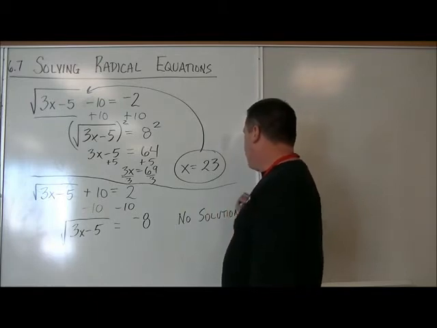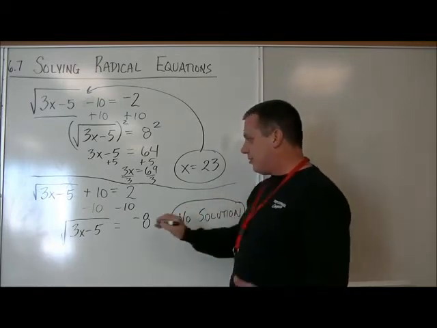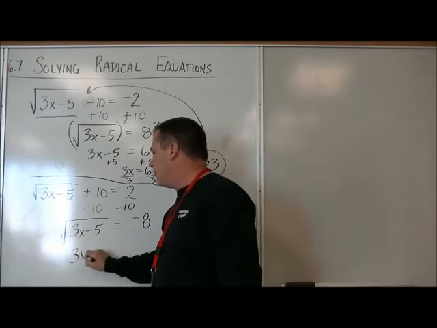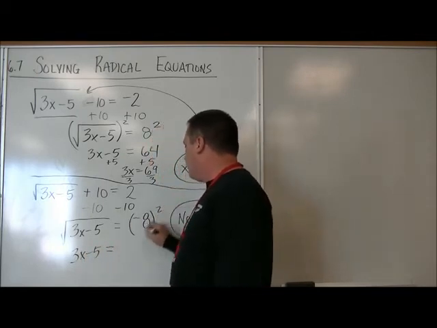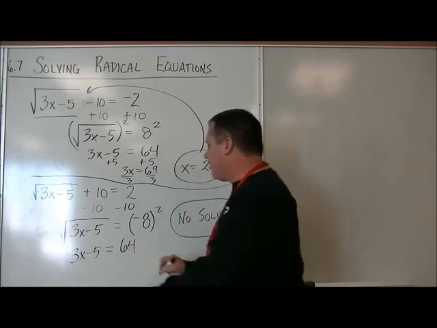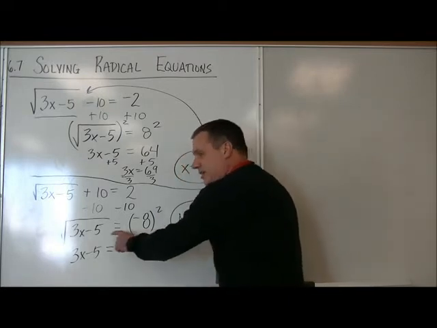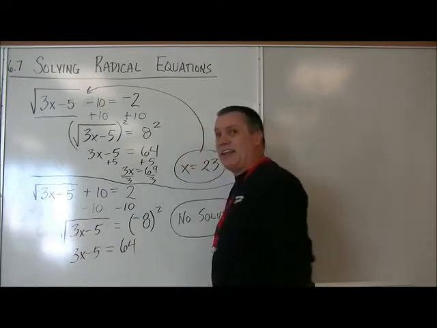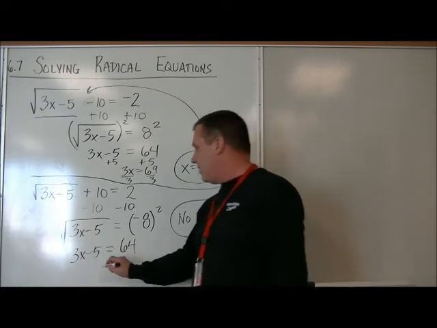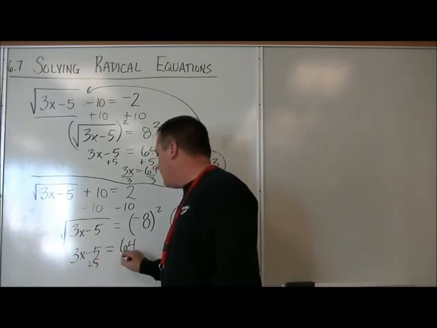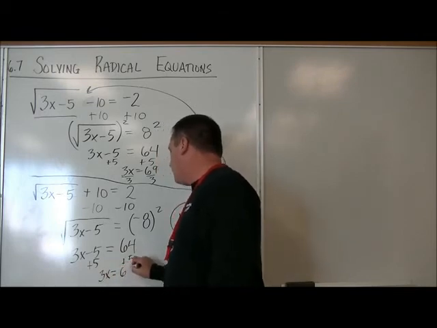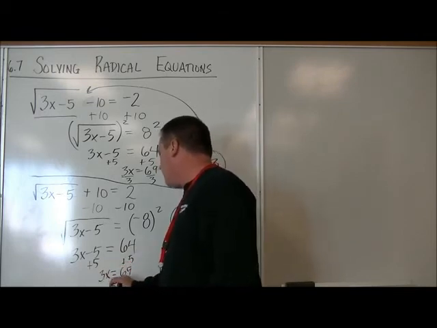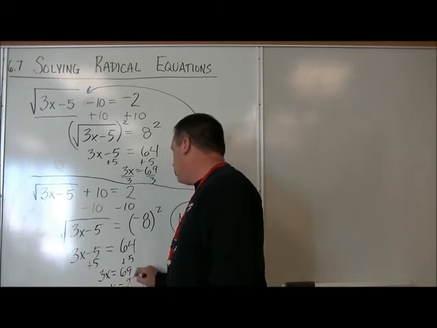That's an extraneous answer, even if we can mathematically get an answer. I could work this out. If I square both sides, I'm going to get 3x minus 5. Negative 8 squared is positive 64. There's the problem. I'm squaring a negative here. I'm squaring not necessarily a negative on the left-hand side. So if I add 5 to both sides here, I get 3x equals 69, and then divide by 3, I get x is equal to 23 again.